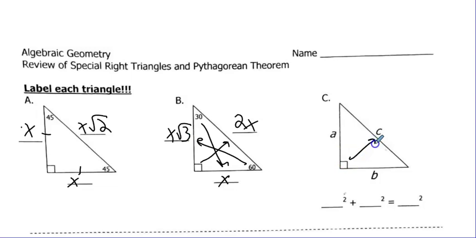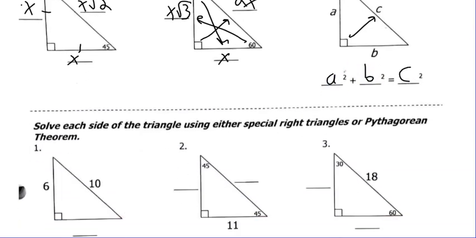And remember, we always need to know what a hypotenuse is from the Pythagorean theorem. That's always going to be C. And then it's just A squared plus B squared. All right? So, let's get into these.